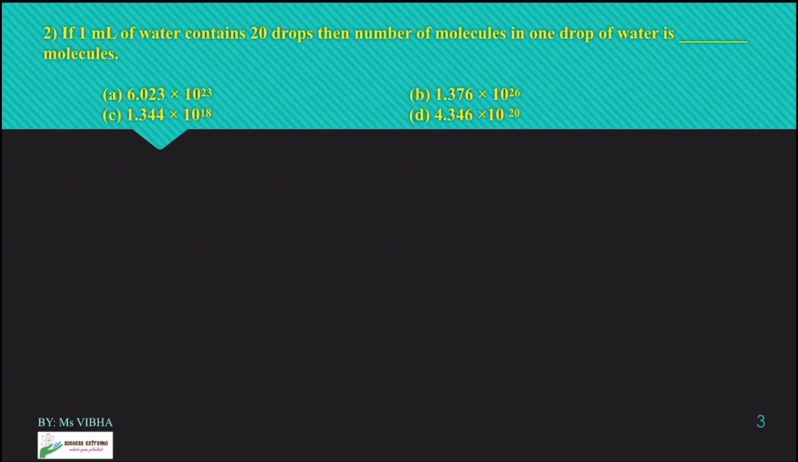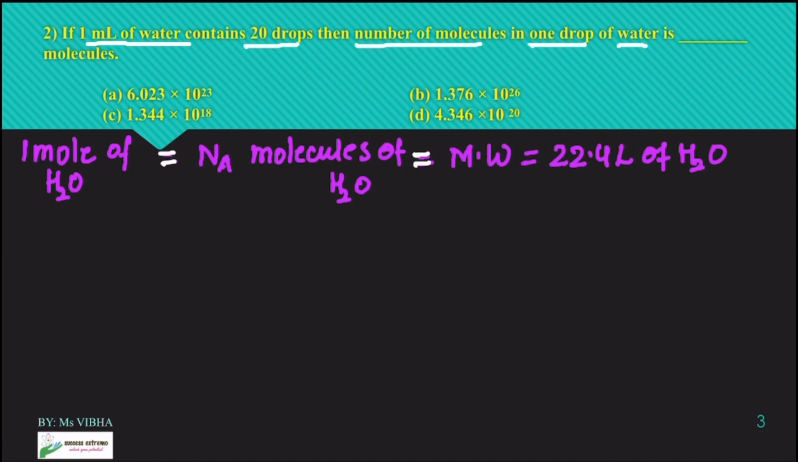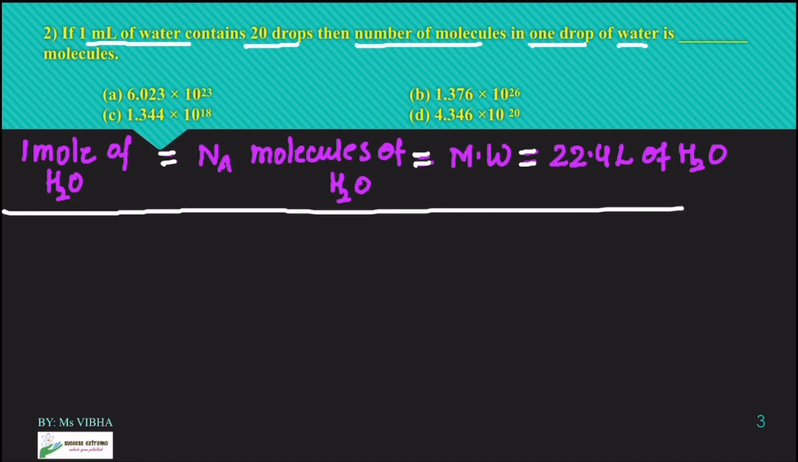The second question is, if 1 ml of water contains 20 drops, then the number of molecules in 1 drop of water is. Now, this question is quite confusing. So, if you do not understand from where you have to start, the first step that you need to write is the relationship of the mole concept. In a mole concept, we have this particular relationship. Each and every question can be solved by this relationship.